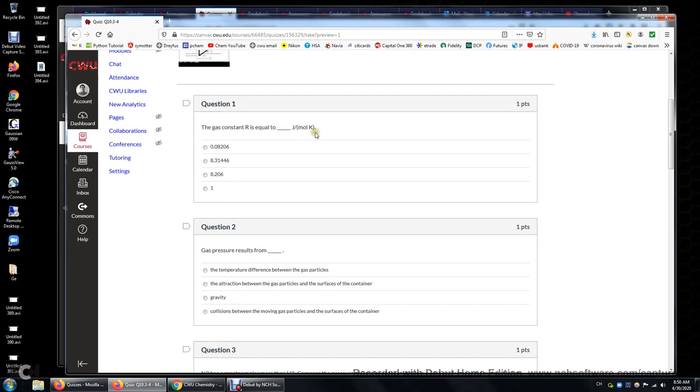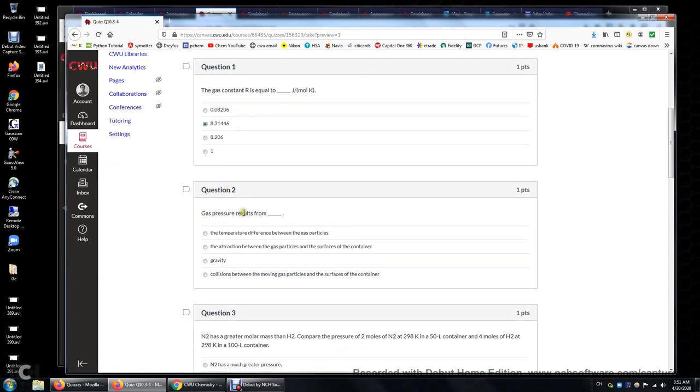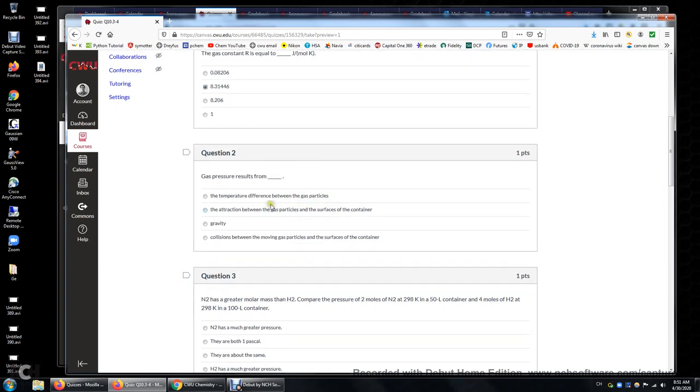The gas constant R is equal to how many joule per mole K? This is the SI unit, so 8.31446. This number is correct only if the unit is not ATM liter per mole K. This is because ATM is 1.01 bar and 1 liter is 0.001 cubic meter. So you need to adjust this gas constant accordingly. Gas pressure results from the collisions, that's for sure. So let's look for the keyword collisions between the moving gas particles and the surface of the container.